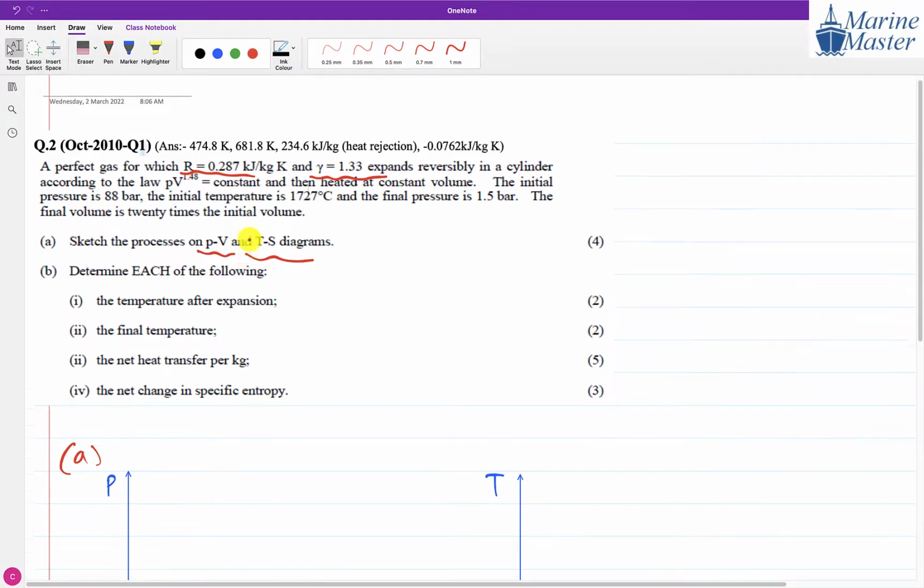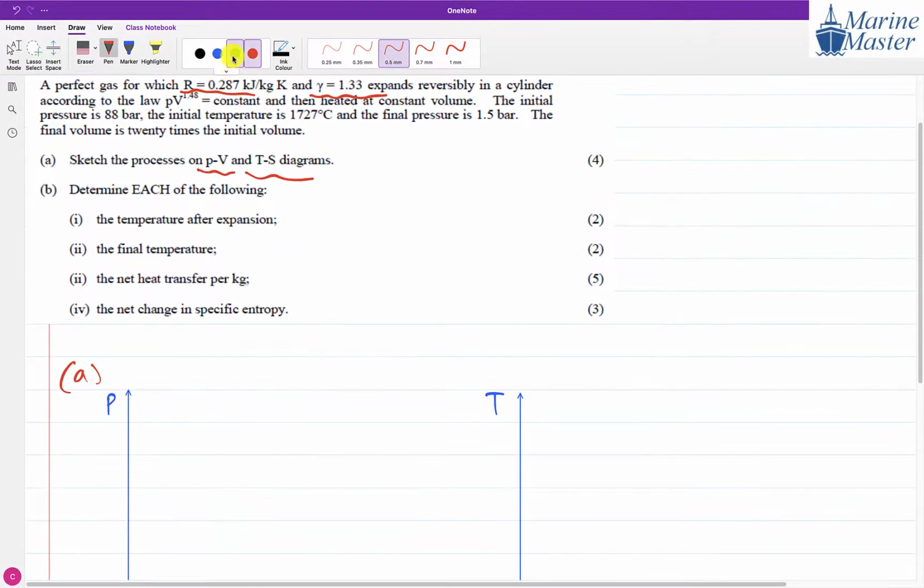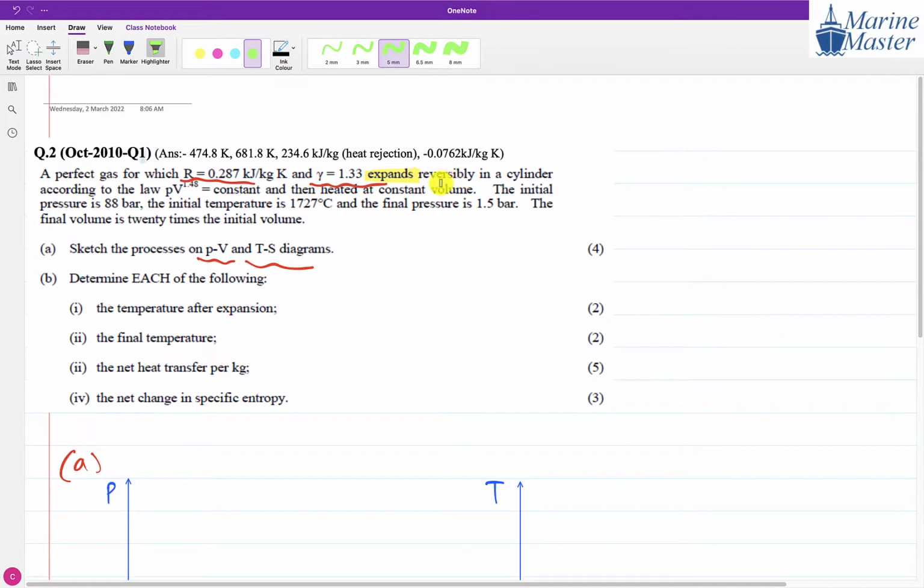So our first process is what? The word they use is expands. The meaning of expands is expansion. Reversibly, I told you, we discussed that all the processes in this chapter are reversible, so irreversibility is 0. Reversibly, according to the law, PV raised to the power 1.48 is constant.